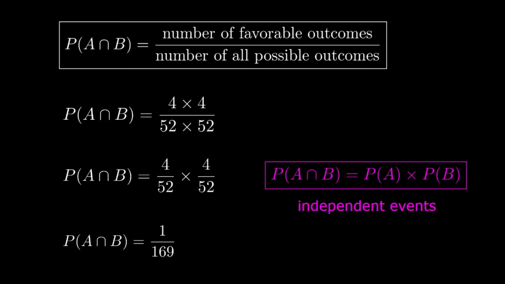A pair of 4 out of 52s can reduce to 1 over 13. So a pair of 1 over 13s multiplied together gives you 1 over 13 squared, or 1 out of 169. So it's not really likely to get a pair of aces in particular on two draws from a standard deck with replacement. You would expect it to happen on average once in 169 attempts.